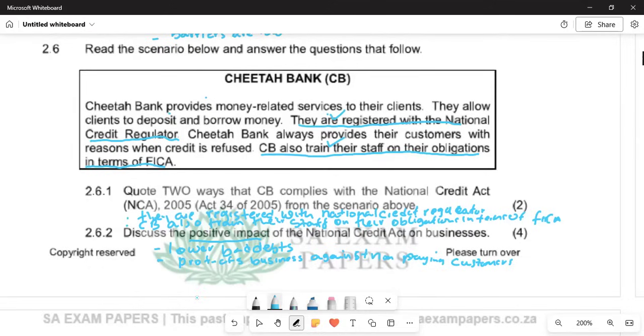So other advantages of the NCA on business is that it leads to more customers through credit sales, as they are now protected from abuse. So there are more customers that are going to come through credit sales because now they are protected from the abuse of customers who might fail to pay. It means if it leads to more customers, there are more sales that are going to come. It also prevents reckless lending and prevents business from bankruptcy. So that is that.